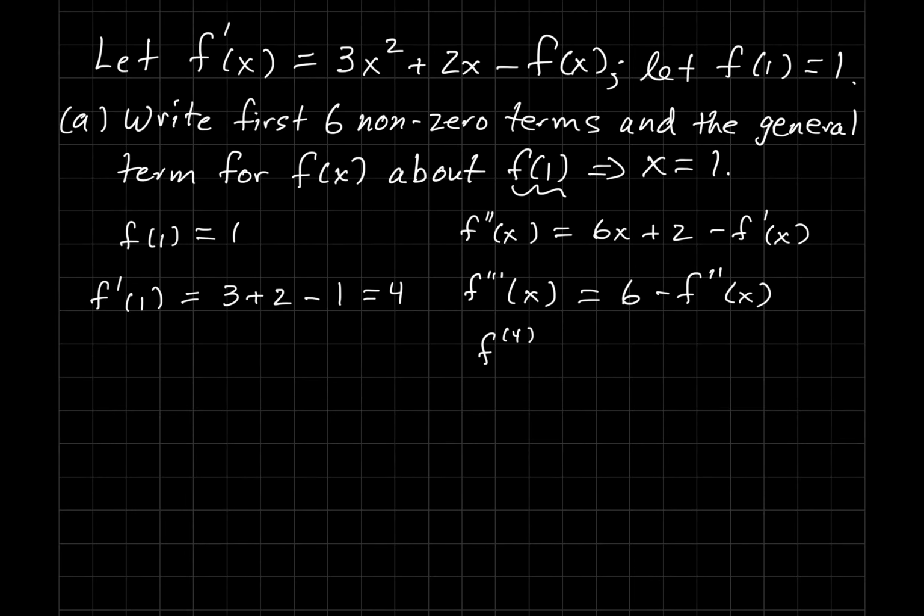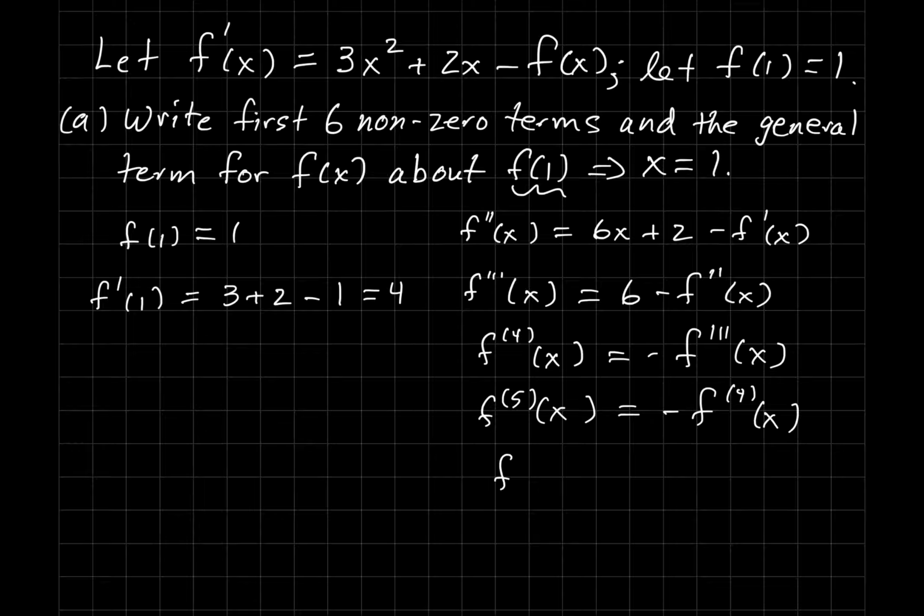The fourth derivative is simply negative f triple prime. Let's do the fifth derivative, which is the negative of the fourth derivative. Do the sixth derivative. We should be able to stop here. It is the negative of my fifth derivative.